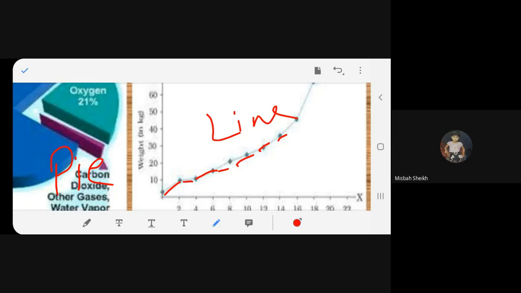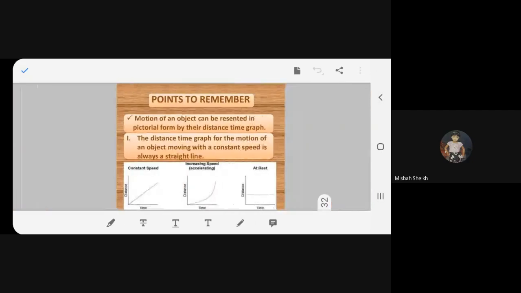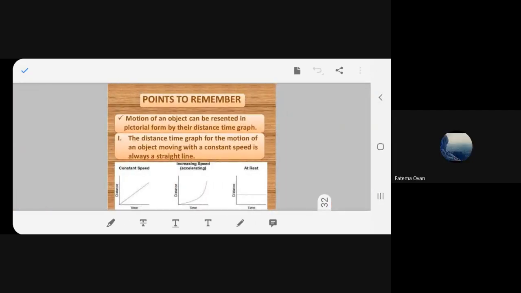That's why I have purposely taken all these types of graphs. You should have an idea that there are many types of graphs which will come in maths as well, to show things like percentages. It's depicted in these forms. Okay? Okay, ma'am.